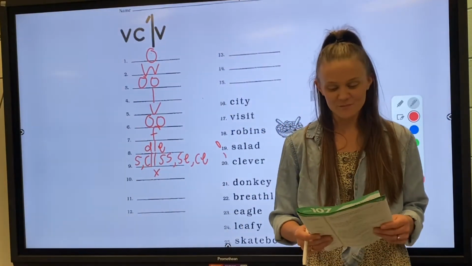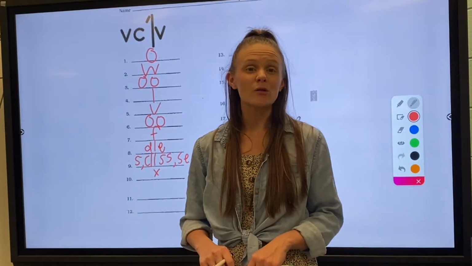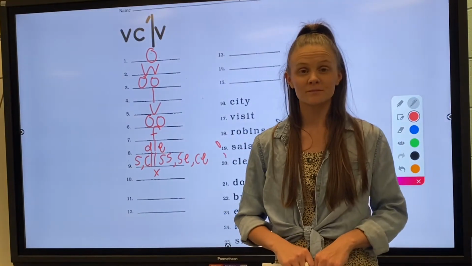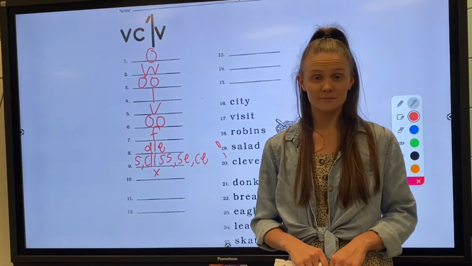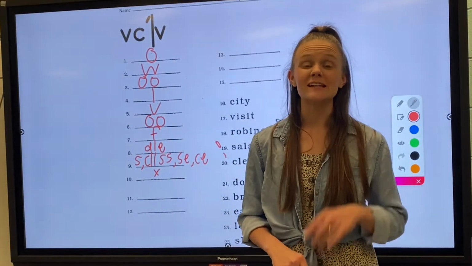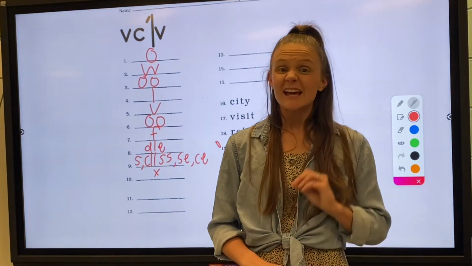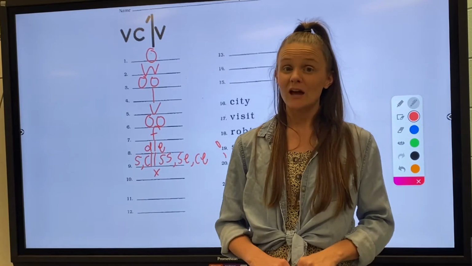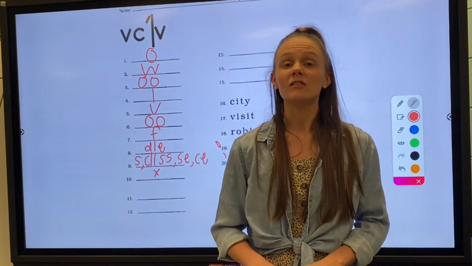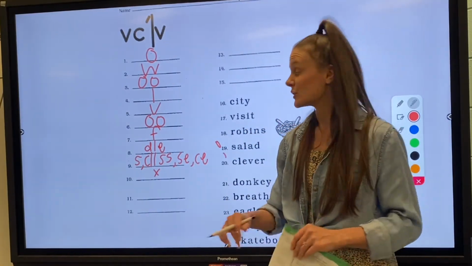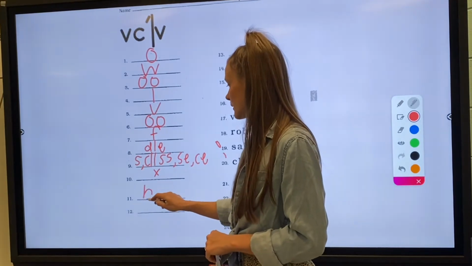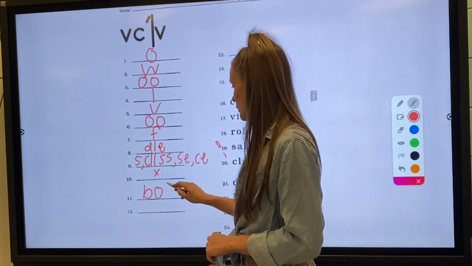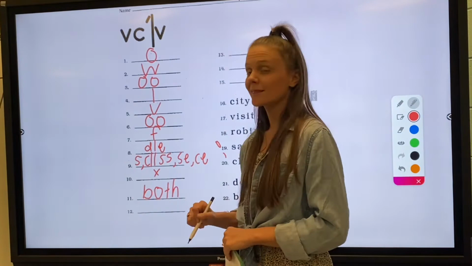Excellent job. For number 11, we're going to spell the word both. This word is spelled exactly like it sounds, except we would think that our O is making the short sound, but really it is making the long sound in this word. So we're writing B-O. Both.